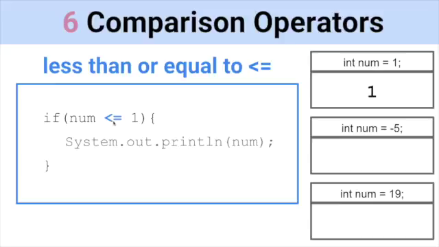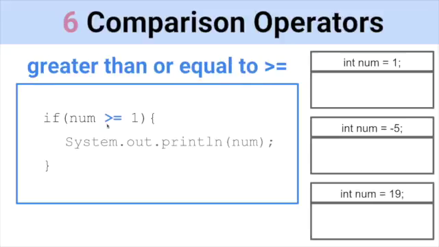How about -5? Well, -5 is definitely less than 1, so less than or equal to, so now that's going to print that. And how about 19? Nope, 19, it's greater than 1, it's not equal to it, it's not smaller than it, so nothing will print there, the code will not execute.